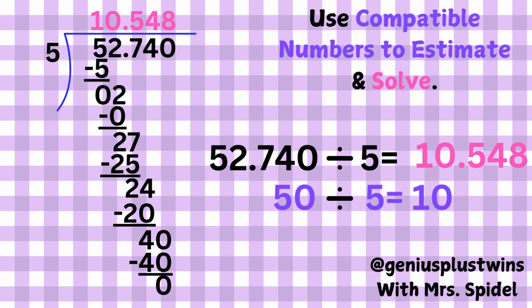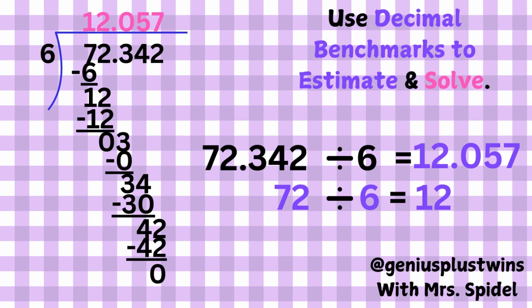Then I will bring down the 0 and place it next to the 4. I know that 5 times 8 is 40. So I will put an 8 on my answer line, and I will subtract 40 from the 40 that was there to get 0. My answer then becomes 10.548. Now I'm going to move on to the last example.